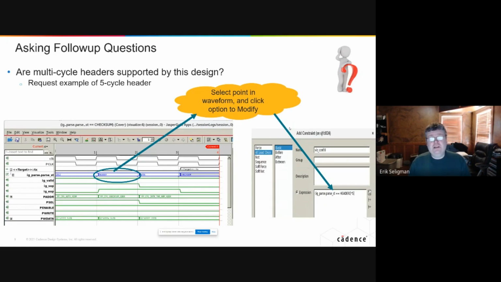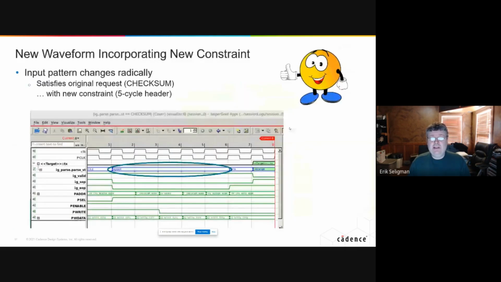We put this new condition on the waveform, and again, the tool solves by computing over the space of possible behaviors. And now it comes back with a waveform that meets our new requirement. So we still reach that checksum state like we did before, but now we do it in a situation where we had a 5-cycle header. Again, we're able to ask more questions about what's possible in this design.